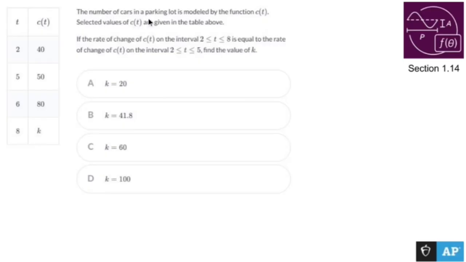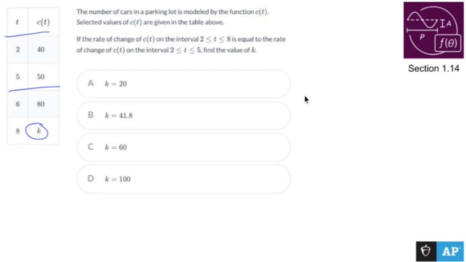The number of cars in a parking lot is modeled by the function c of t, and then you're given a table of values to figure that out. If the rate of change of c of t on the interval 2 to 8 is equal to the rate of change of c of t on the interval 2 to 5, find the value of k. Okay, so here's k. So this is what I need to do. I need to find the rate of change from here to here.